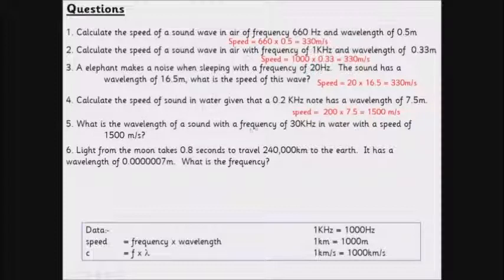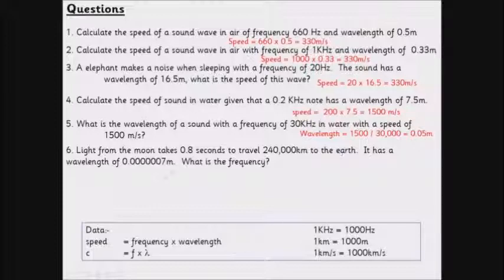The wavelength of a sound with frequency 30 kilohertz, that's 30,000 hertz, with a speed of 1,500 meters per second. Well, we can now rearrange the formula and say that wavelength is speed divided by frequency. We've changed our numbers and it's 0.05 meters.